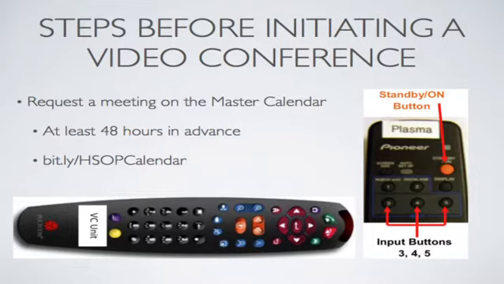So go ahead and turn on the TV and select Input 3 with the Plasma remote. Next, just lift the VC remote off the table. This will wake up the VC unit and you will see the home screen displayed on the TV. Now, we're about ready to move on to the specifics for the different kinds of VC calls.